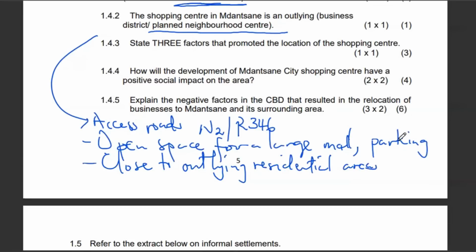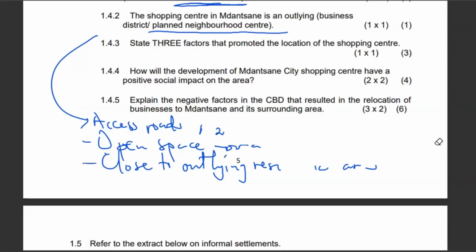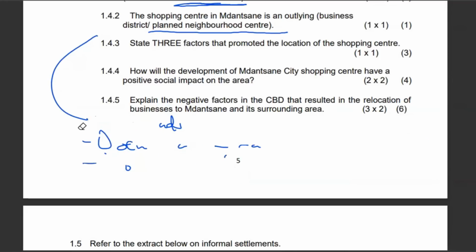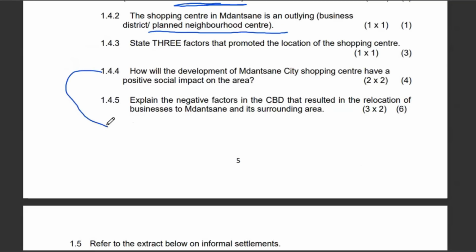Right. Then the next question is saying, how will the development of Mdantsane City Shopping Center have a positive social impact on the area? The question is saying positive social impact. We are saying how is the society around the area going to benefit from the development of that shopping center?